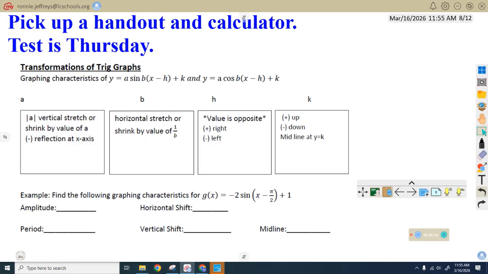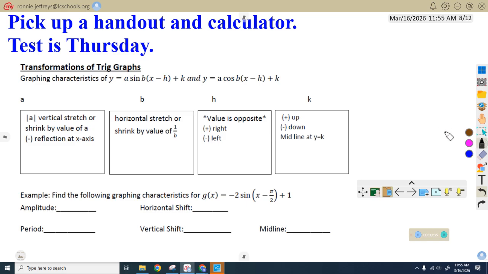So, we're going over transformations of trig graphs, okay? Now, you're not going to have to actually graph them, okay? But we need to know what they look like. Okay, they're moved left, right, up, down, and things of this nature.